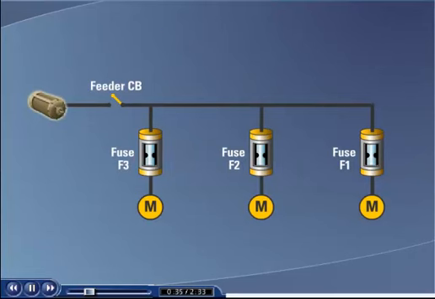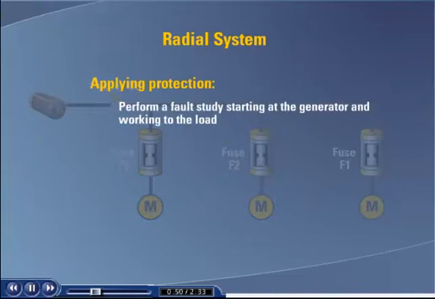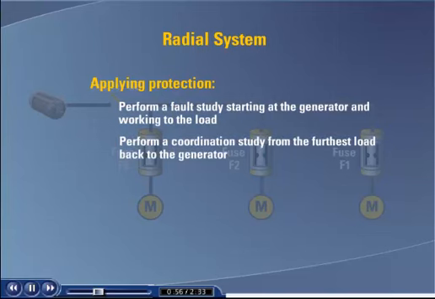Our example system having one generator can be described as a radial system. The term radial system refers to a power system in which there is only one source of power. This aids in simplifying the process of applying protection. When applying protection, we normally perform a fault study starting at the generator and working to the load, and then a coordination study from the furthest load back to the generator to apply the protection.